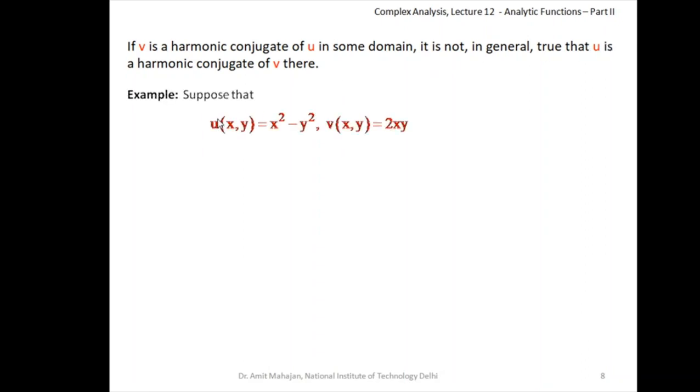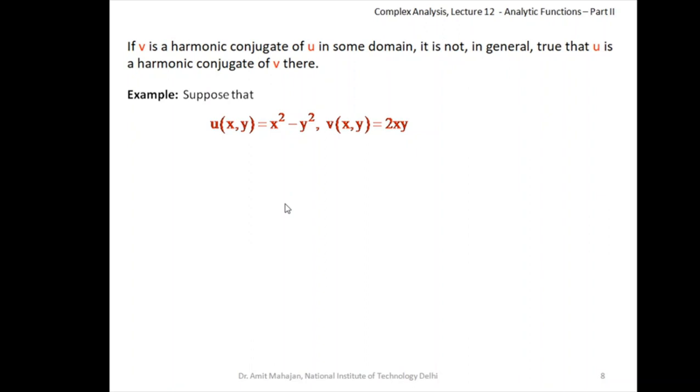To explain this again, suppose that u is the function x squared minus y squared, and v is the function 2xy. First, you can check that the u function is harmonic and the v function is also harmonic. The second derivative of u with x is 2, and the second derivative of u with y is minus 2, so their sum is 0. The second derivative of v with x is 0, and with y is 0, so that sum is again 0. So they satisfy the Laplace equation; they are polynomial functions, so both are harmonic.